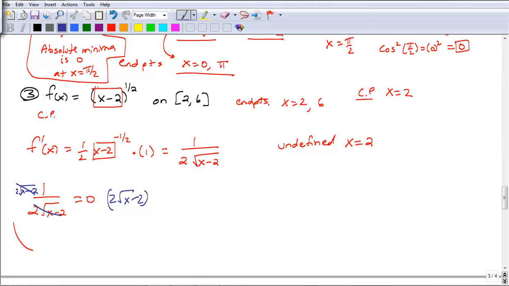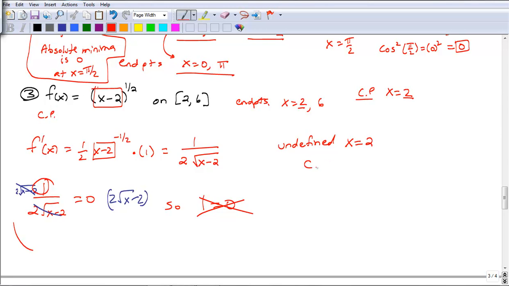Here they cancel, and I end up with 1 equals 0, because on this side I get a 1 left. 0 times anything is 0, which doesn't help. So there's really just 3 places. And notice one of the critical points is an endpoint in this case.